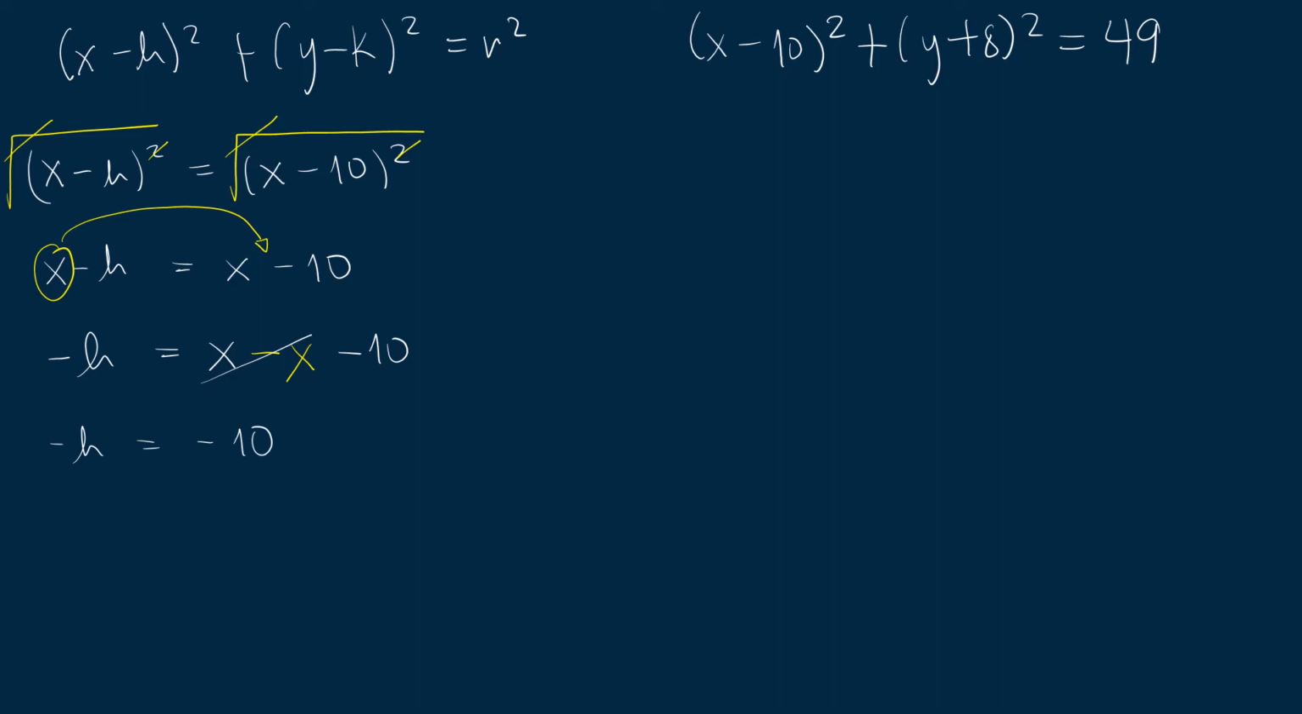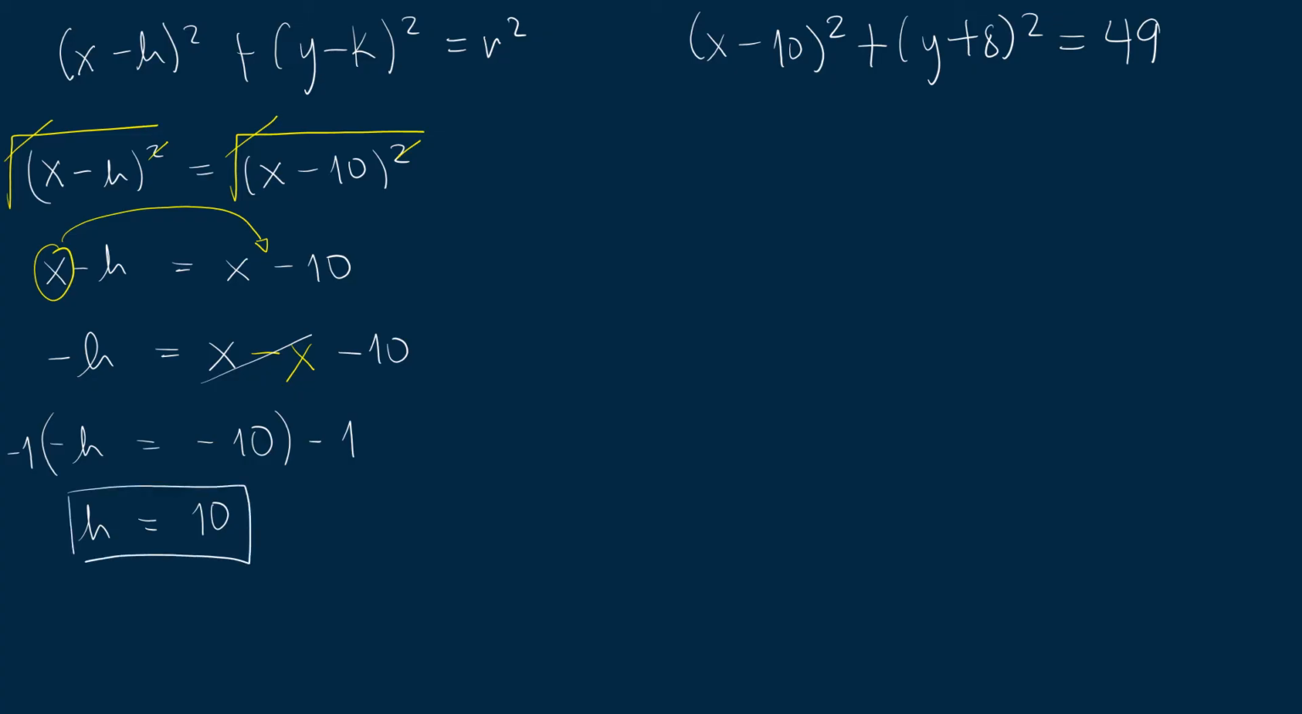Again, we still have negative 1 in front of h. We can multiply both sides of our equation by negative 1. You will have negative 1 times negative h is h. Doing the same with the right side, negative 10 times negative 1 is positive 10. And therefore, this is the value of our h.